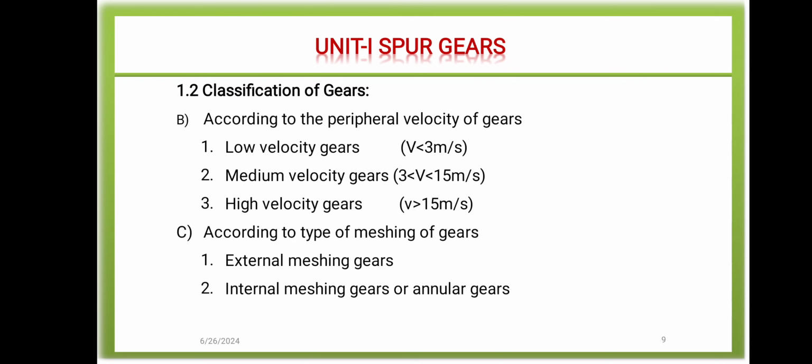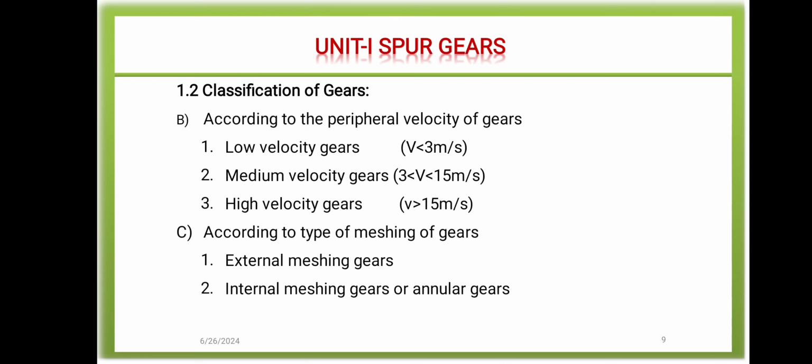Okay. The second parameter is the peripheral velocity: low velocity, medium velocity and high velocity. There are different ranges. From 0 to 3 meters per second, we'll be using low velocity gears. From 3 meters per second to 15 meters per second, we'll be using medium velocity gears, and for gears rotating at more than 15 meters per second, we'll be using high velocity gears. And as we discussed, external meshing and internal meshing is the third point on which the gears are classified.